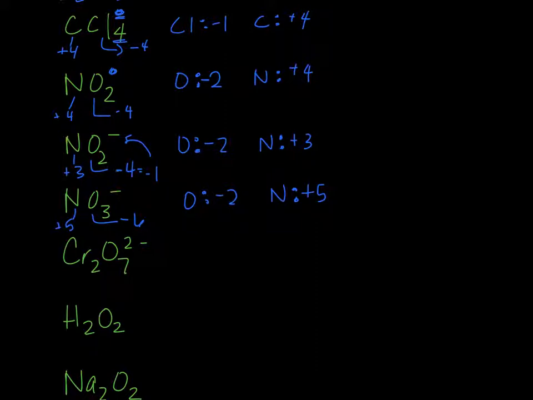All right, dichromate. So oxygen again is -2. So that's going to be -14. Now we want 2 negatives left over this time. So that means that all of chromium has to be +12. And so that means that each chromium, because there's 2 of them, is going to be +6.